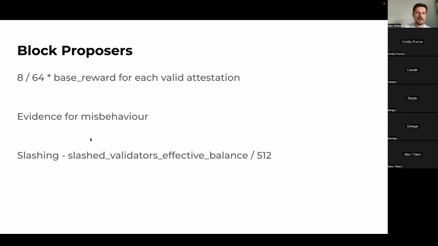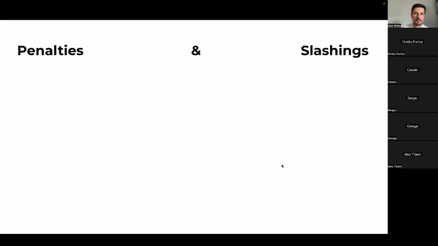Then as a block proposer, you also can send evidence for misbehavior that some validator did, for example, not sending attestations, or more severe misbehaviors like slashing. And as a block proposer, you can get a part of the slashed validator's effective balance. That's true for basically all the slashings that you detect for all the validators in the block.